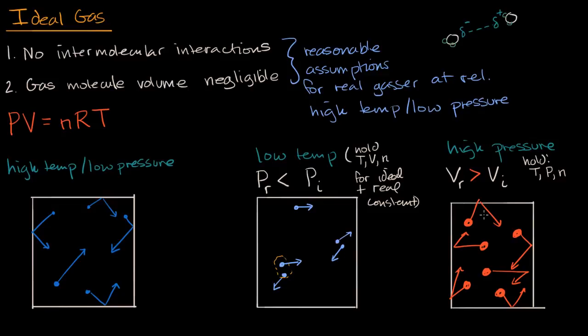So the whole takeaway here: ideal gas assumptions and the ideal gas law are reasonable for most gases when we have high temperature and low pressure. But when we test those things at low temperature and high pressure, things might start to break down a little bit.